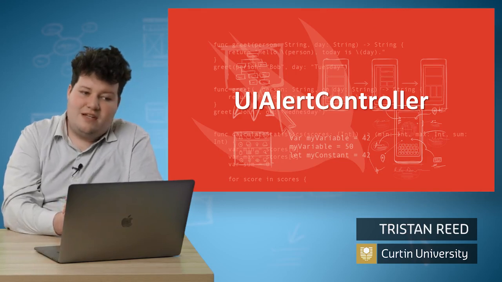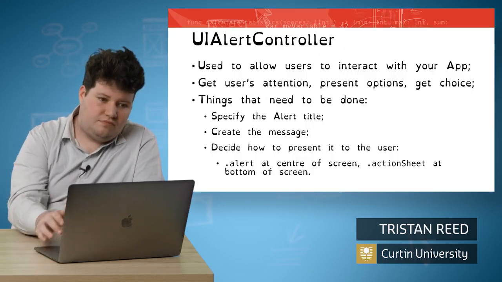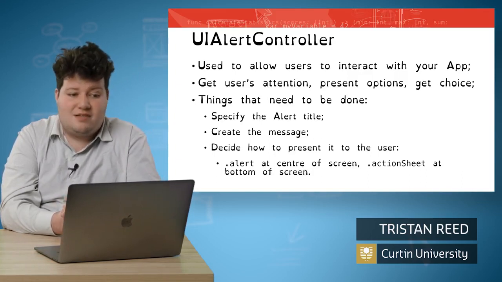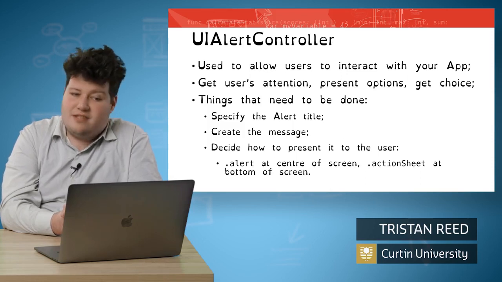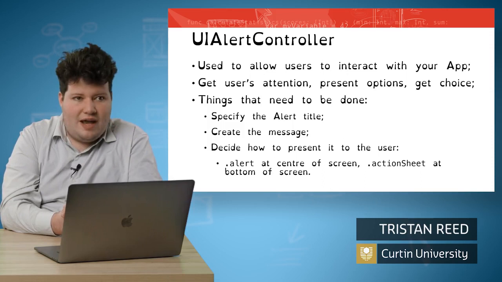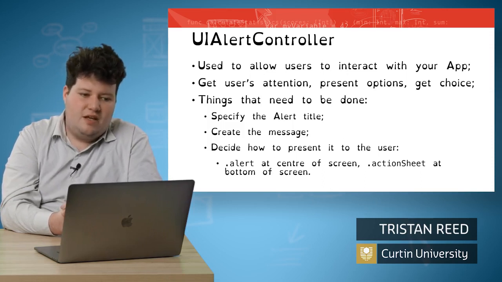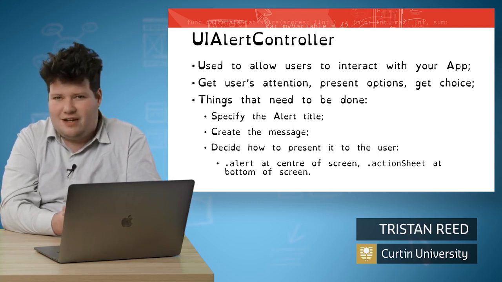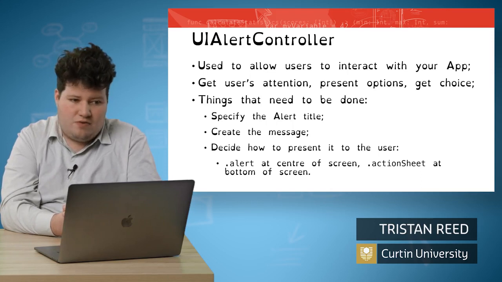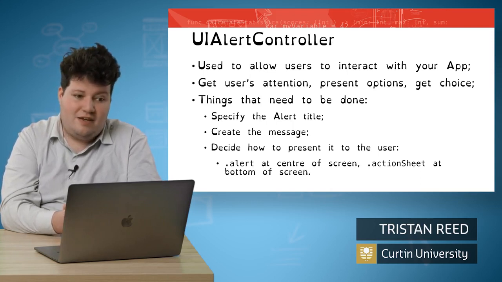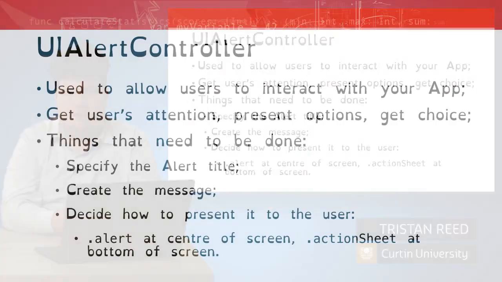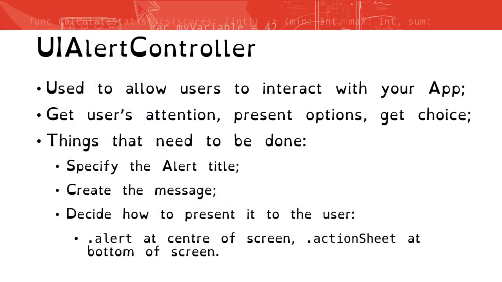Another thing we might be interested in is the UIAlertController. So the UIAlertController is a way to get the user's attention. It allows them to interact with our app. We can present them with options and get a choice from them in a different way to some of the other ways we've done previously. And when you see the example on the next slide, you'll probably recognize it instantly. It's a very common controller that is used. To be able to present a UIAlertController, we need to specify the alert title, the message, and how we're going to present it to them. Is it going to be an alert at the center of the screen or an action sheet at the bottom of the screen? So let's go and take a look at the code to get this done.